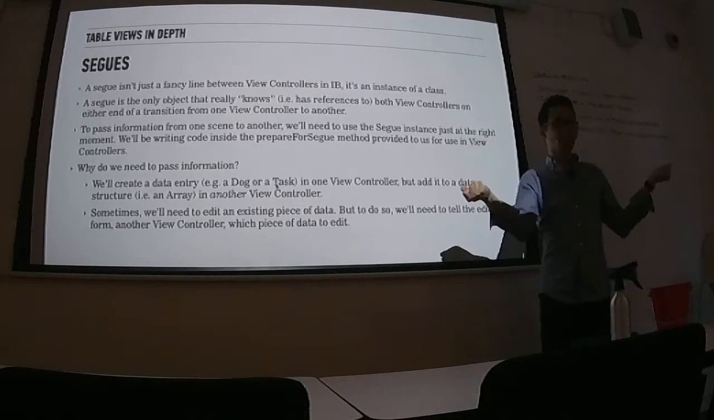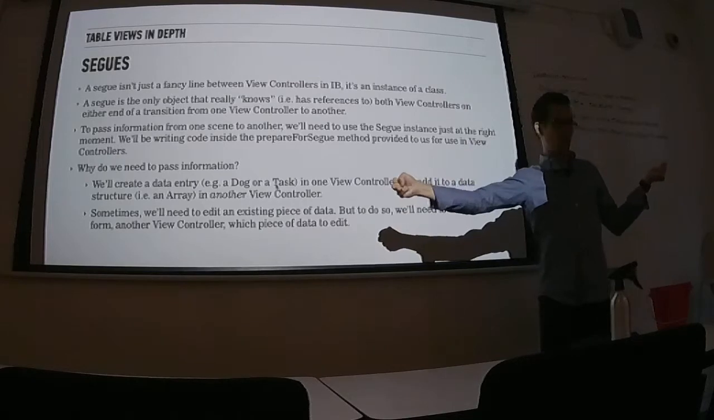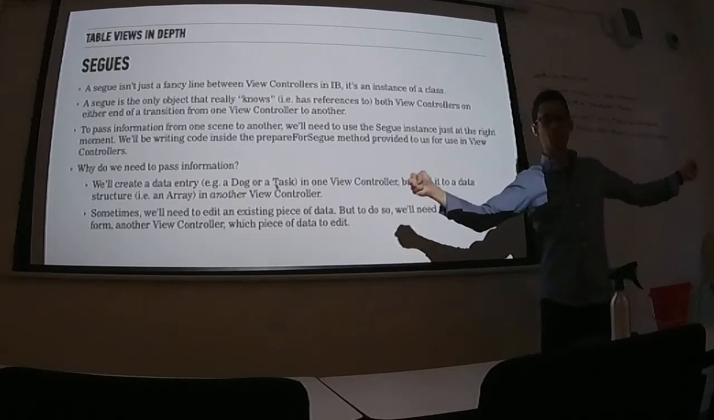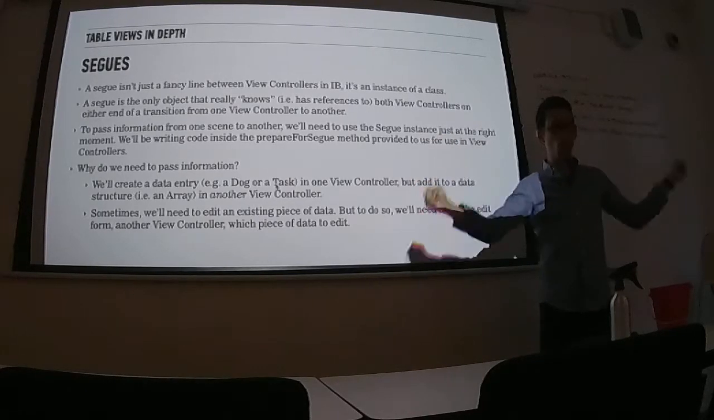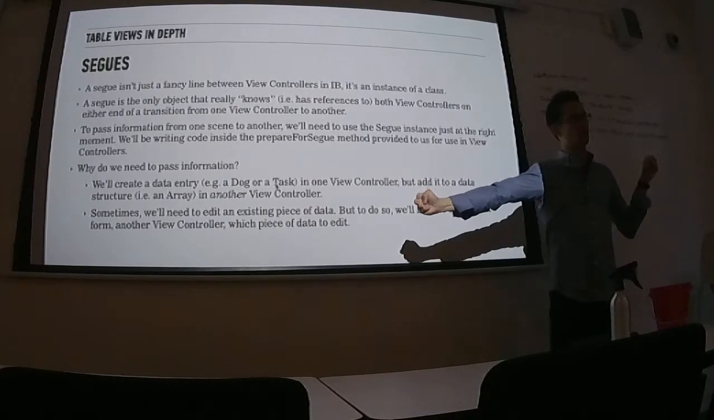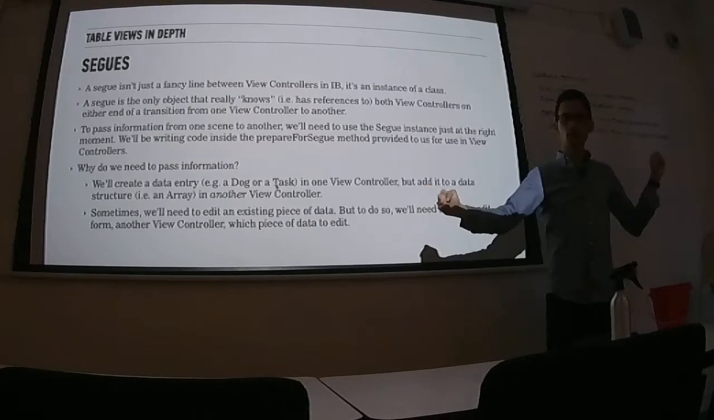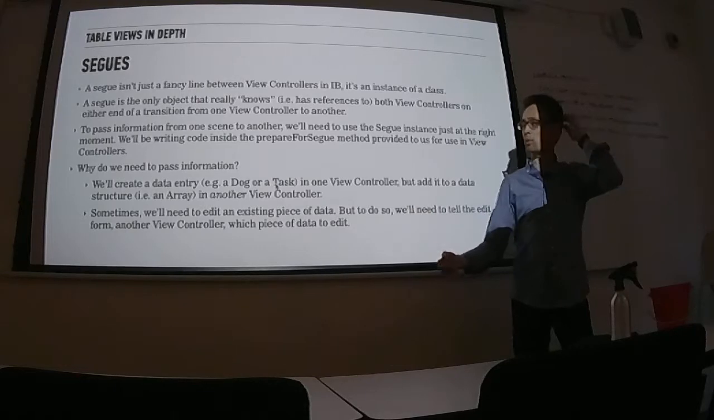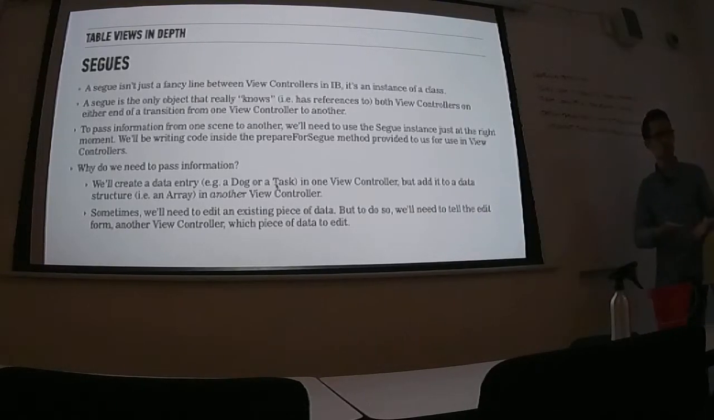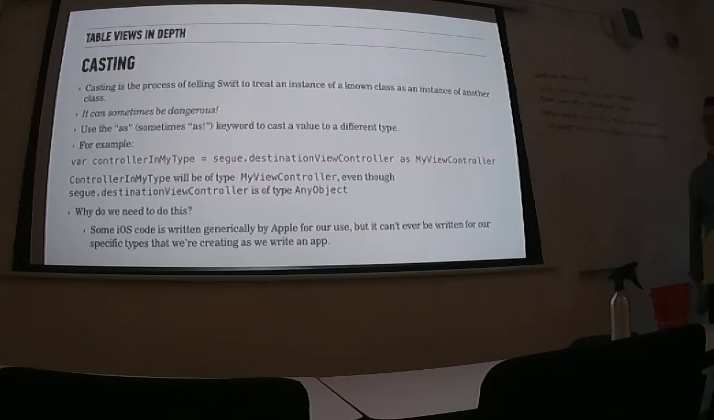Because it's the only thing that knows where it's coming from, where it's going to. So it holds references to both view controllers at the moment when that transition is about to happen, right? So we can actually grab data from one and stick it into the other if we need to. Super important because, again, view controllers are islands unto themselves. And then it'll become more concrete when I actually show you what's going on, how to do it.